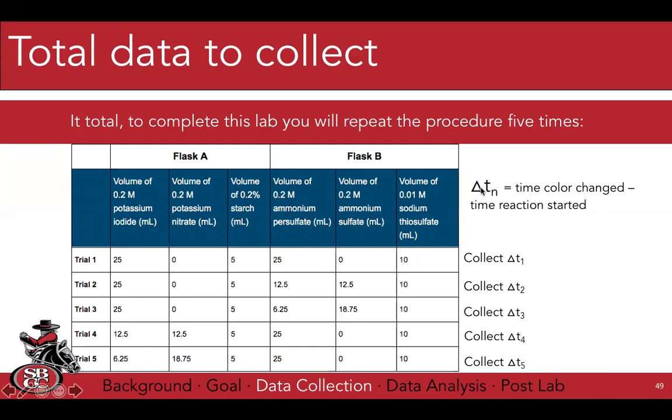So we need to collect 5 delta T's, so delta times. So that's the time that the color changed minus the time that the reaction started. Remember, we mixed those A and B, and I said before we pour all, we collect that time. So that's the time the reaction started. The time we see the color change is the time it ends, and final minus initial gives us the time of the reaction. When we collect all 5 of those, we have all of the data we need to do the lab.